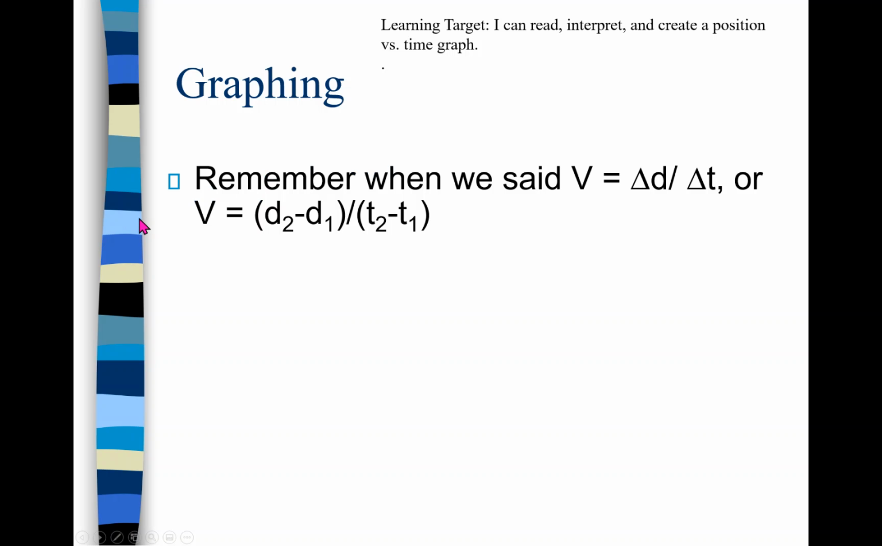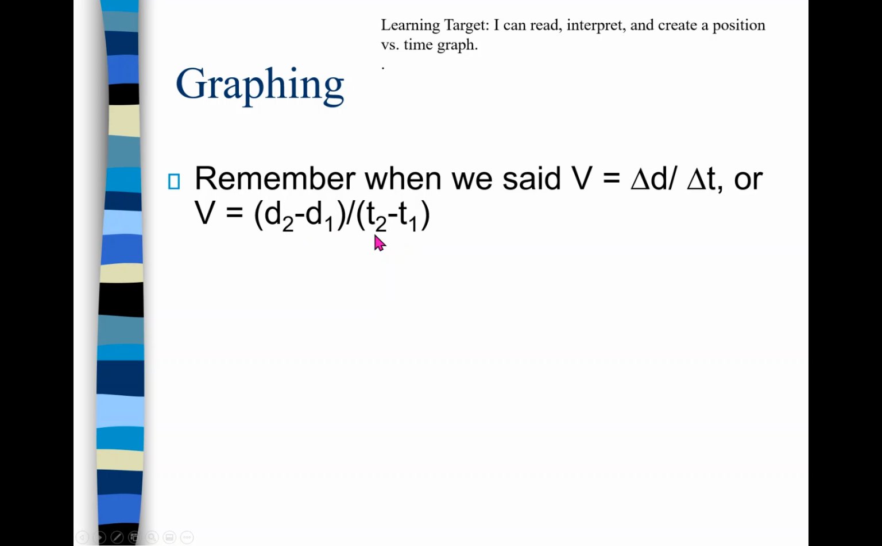All right, so remember, when we first learned about velocity, we said velocity is displacement divided by time, the delta d over delta t. And if we expand out the deltas, we get d2 minus d1, and then down here in the denominator, t2 minus t1. We also called it final minus initial, but it's really the same thing. We can say d final minus d initial or d2 minus d1.